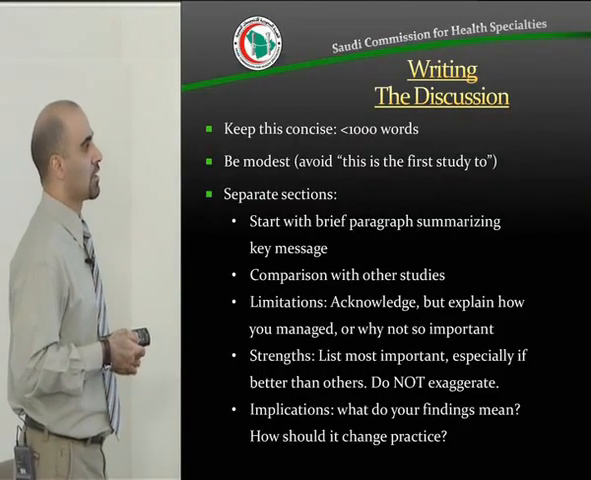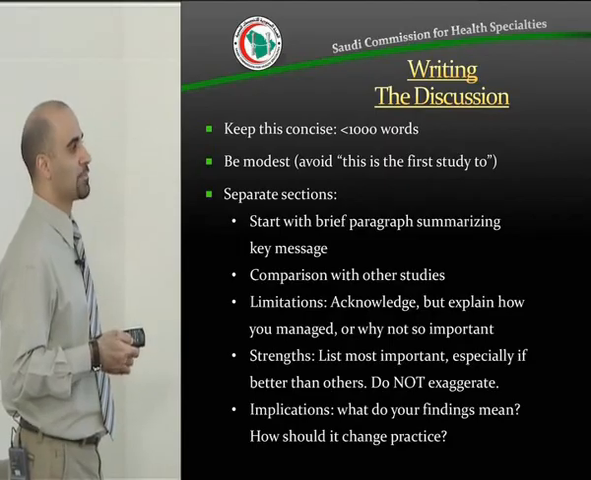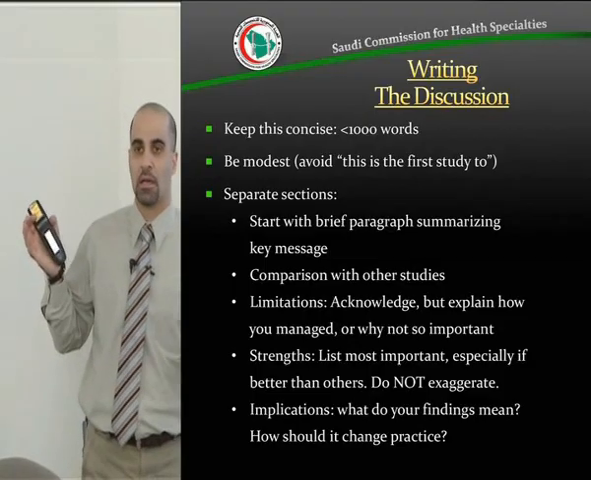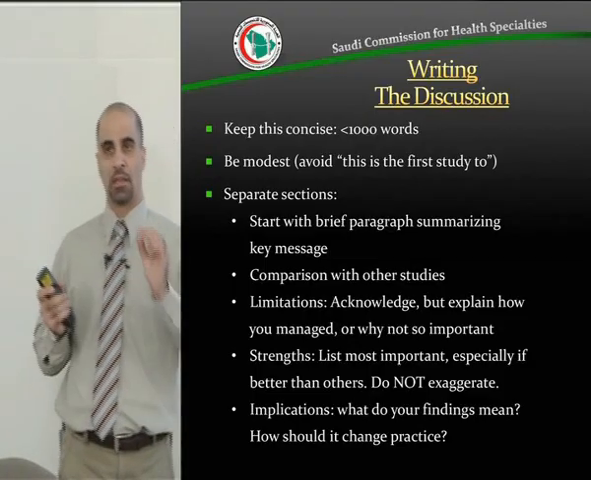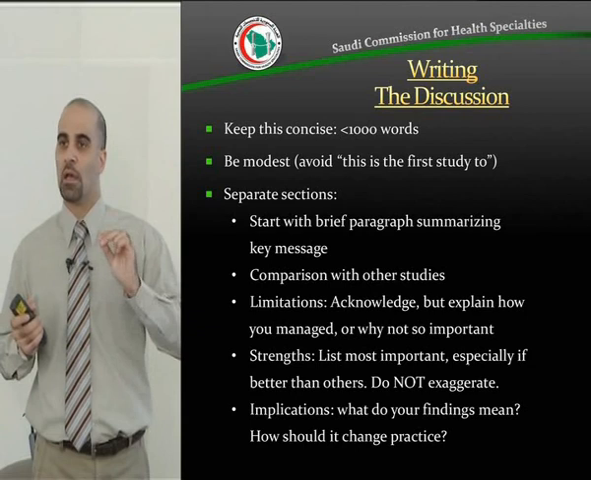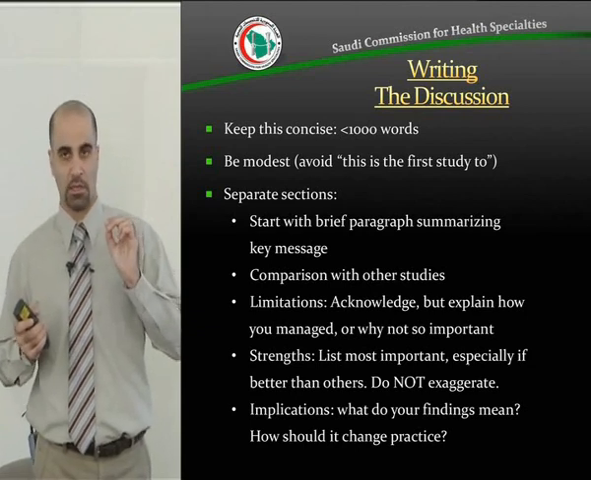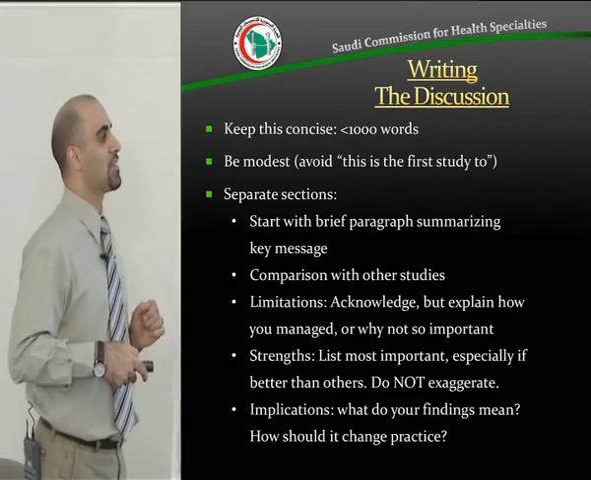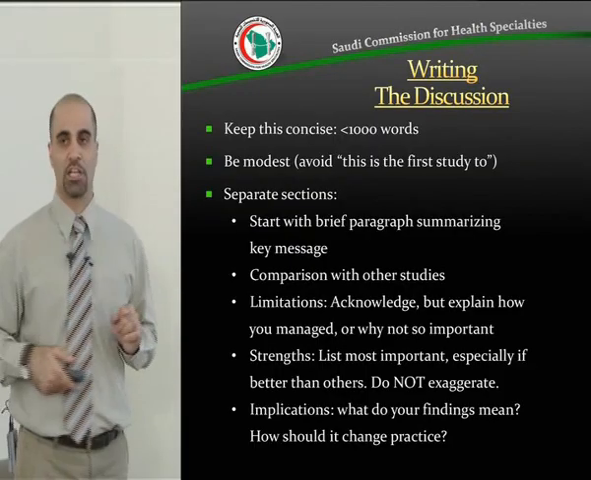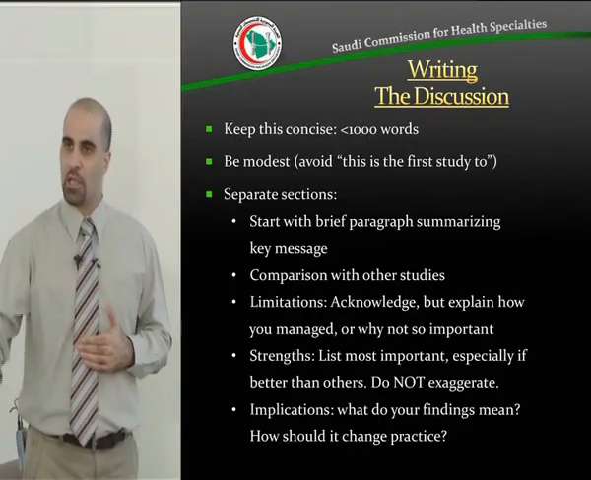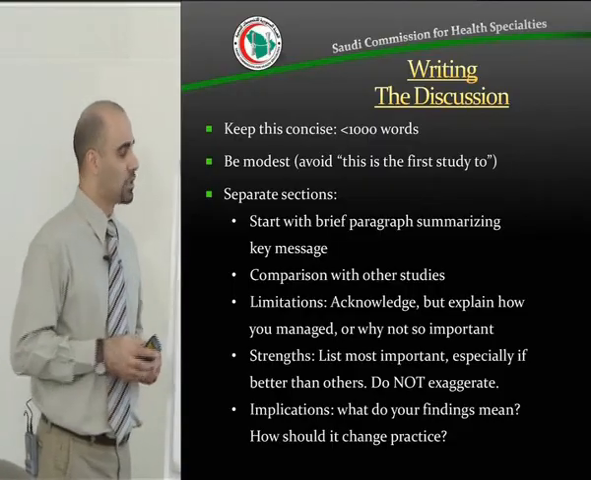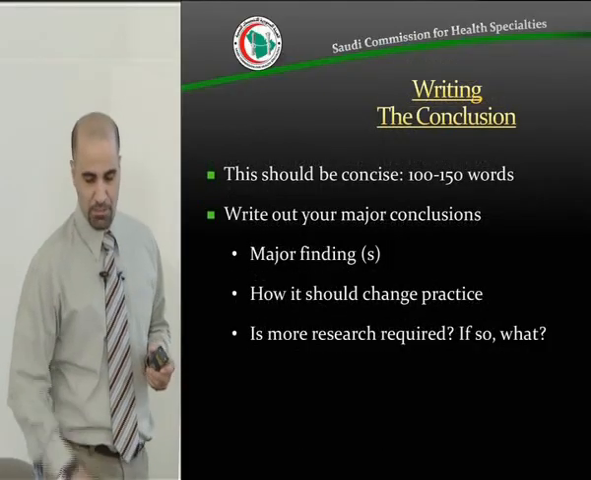The strengths: list the most important, especially if better than others. Do not exaggerate. Don't put 20 strengths of the study. Limit it to two or three major strengths of your study. Implications: what do your findings mean? How should it change practice? So what do your results reflect, and how would it change the practice in the medical field?